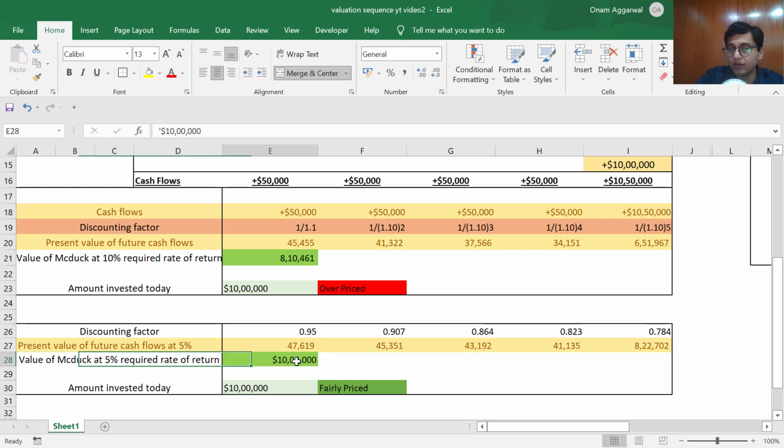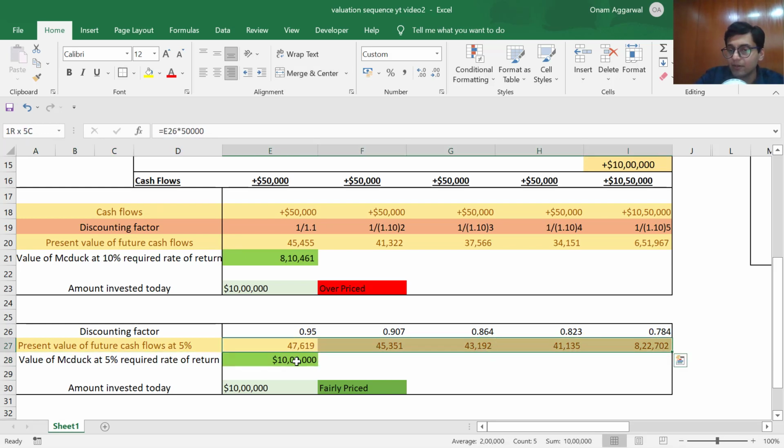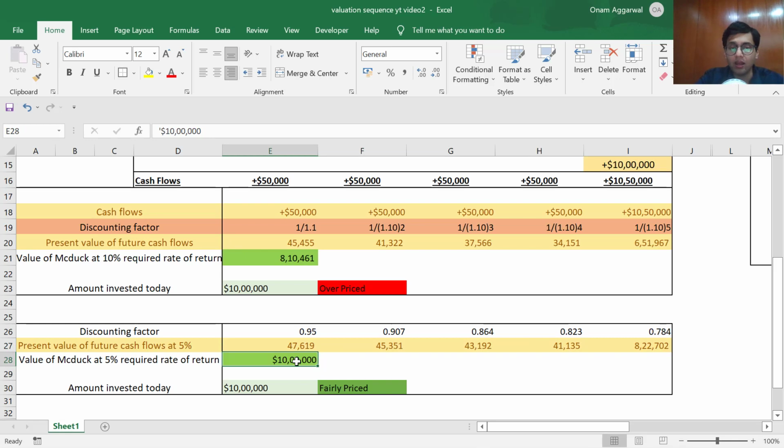And how will you calculate the value of MacDuck now, again at 5% required rate of return? Again, we will just add these expected cash flows in the future. And voila, we get the exact value which we invested in. That is $1 million. That means the $1 million which we are investing today equals the expected cash flows we get in future from MacDuck. That means we are actually earning a 5% return on this $1 million, because this is the rate at which we have discounted our expected cash flows. So this proposal from being overpriced suddenly becomes fairly priced.